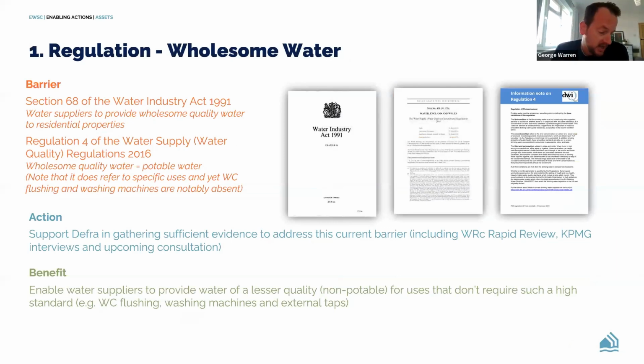So, regulation. For those of you in this field, you'll be more than aware of this revelation over the last 12 to 18 months. It is associated with a rather dull piece of legislation, I should say: Section 68 of the Water Industry Act 1991. I'm sure you're all very aware of it. Effectively, that states that water suppliers need to provide a wholesome quality of water to residential properties for domestic use.